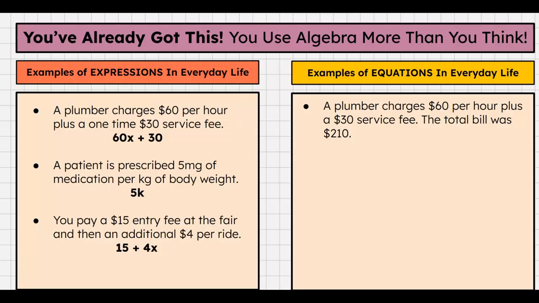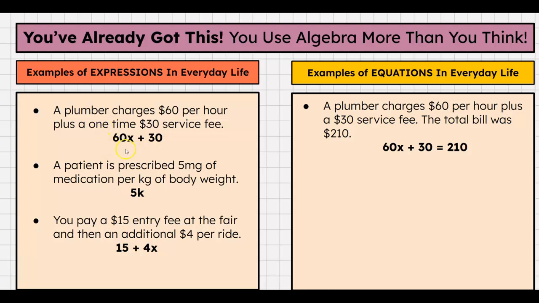If we were to write an algebraic equation to represent this situation, we would have 60x plus 30 equals 210, where 60, again, represented the $60 per hour, x represents the unknown number of hours, plus the $30 service fee. But this time, we have a total bill that is equal to $210. So we could actually use this information to solve this equation to find out how many hours the plumber actually worked. Before, there was no way to find that information out.